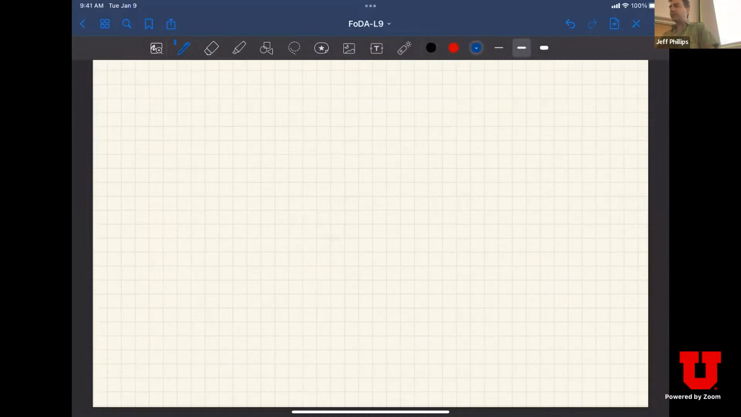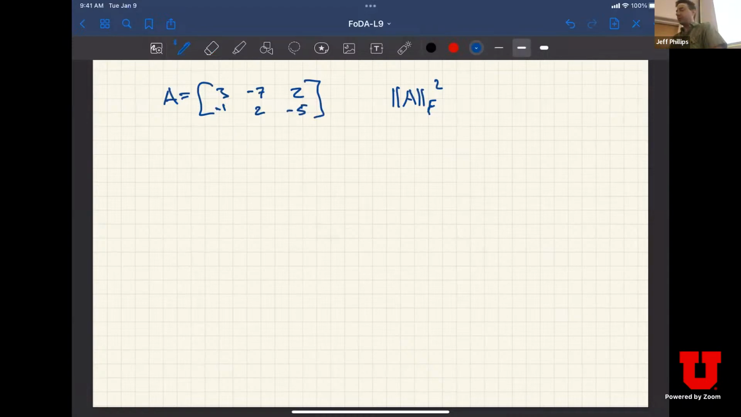Maybe I'll do just a simple example. We'll do some examples in Python as well. Let's say I have a matrix equal to 3, minus 7, 2, minus 1, 2, minus 5. If I were to calculate the Frobenius norm, let's just do the squared Frobenius norm of this. It's going to be equal to 9, that's 3 squared, plus 49, that's negative 7 squared, plus 4, that's 2 squared, plus 1, negative 1 squared, plus 4, that's 2 squared, plus 25.